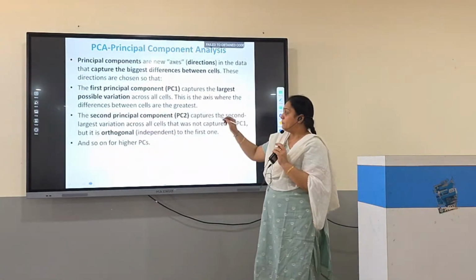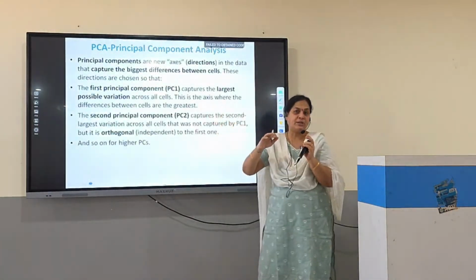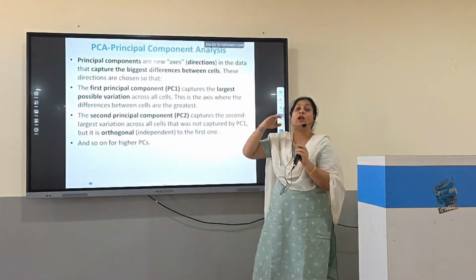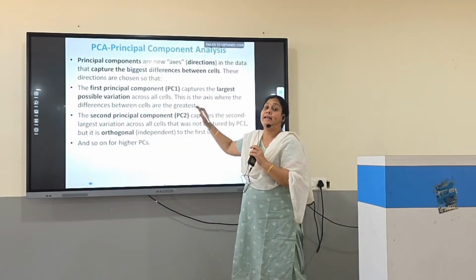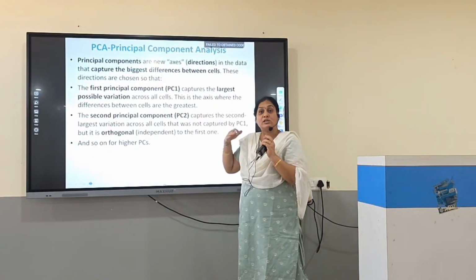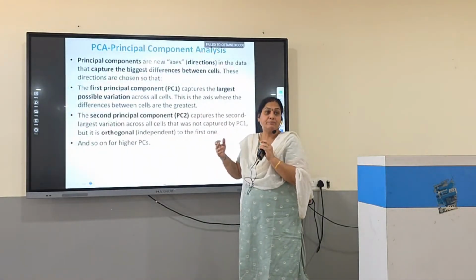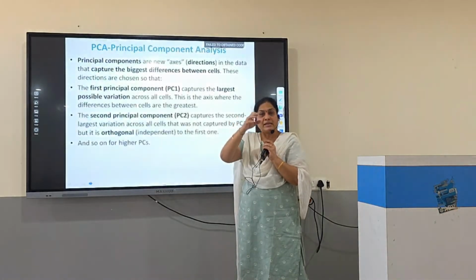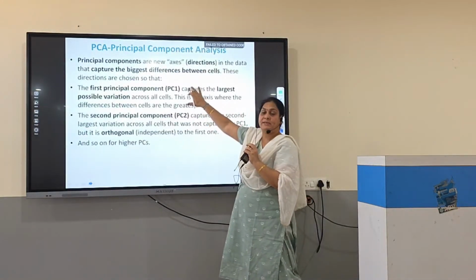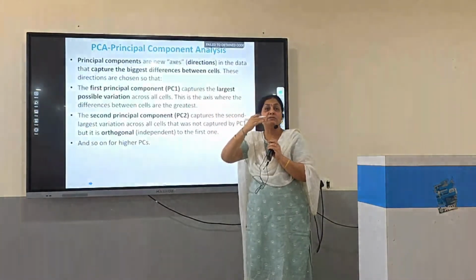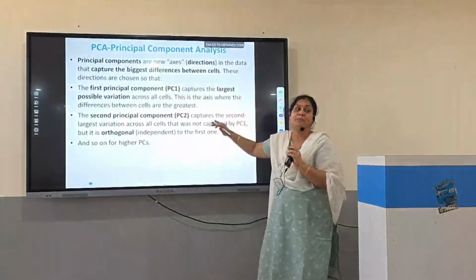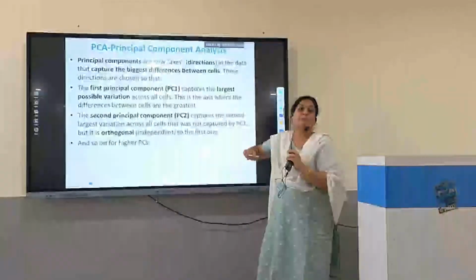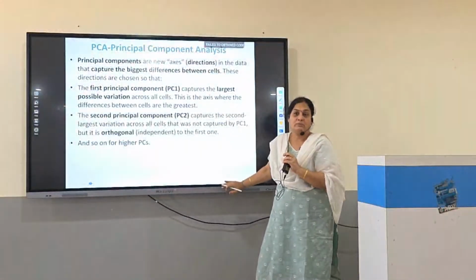The first PC will capture the maximum information. The second PC will capture the next level of information which was not captured by PC1. There will not be any duplication. That's how PCA works, to ensure that the maximum variance in the data is captured by PC1, and the next variation which is not captured by PC1 is captured in PC2. And the next variation which is not captured by PC1 and PC2 will be captured in PC3 and so on.